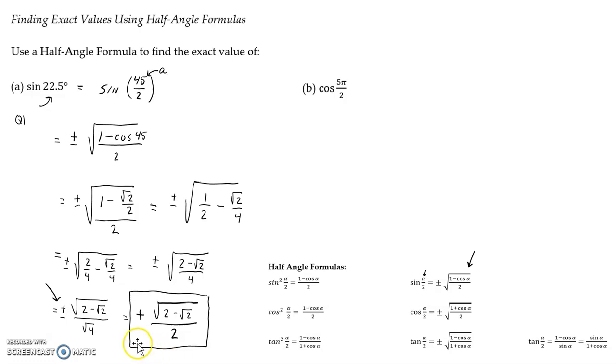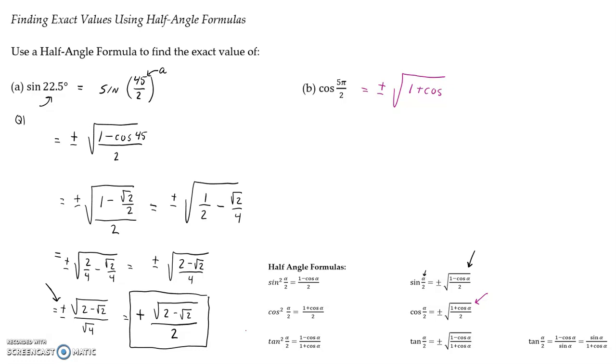Now let's look at part B. On this one, we want to find cosine of 5 pi over 2. So let's look at our formulas. We're going to be using this one here in the middle. And so we're going to rewrite this as plus or minus the square root of 1 plus cosine.